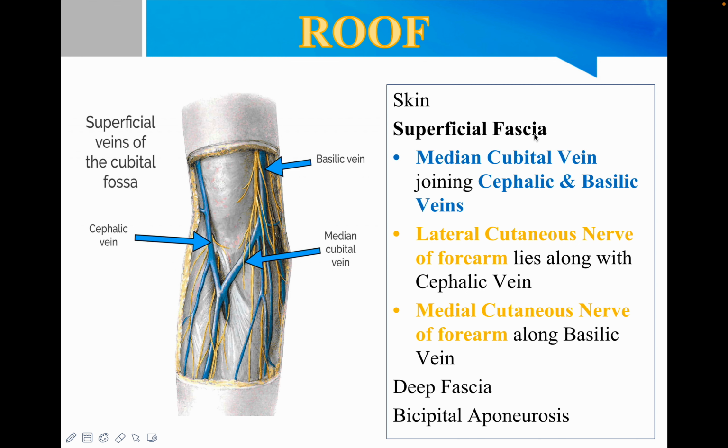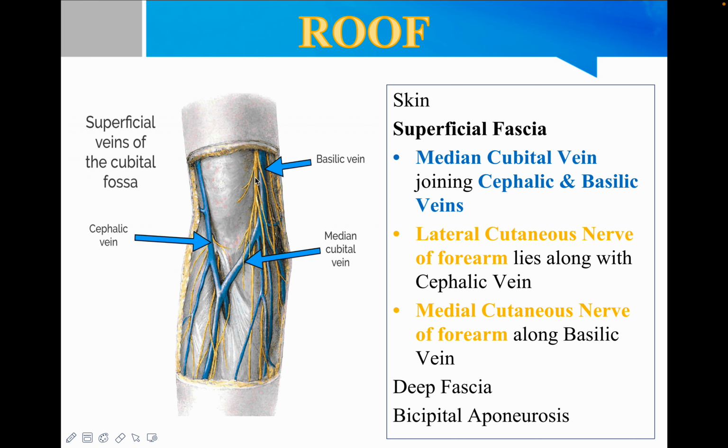Now this triangle has a roof, it has a floor and it has got contents inside it. So the roof of this triangle is formed as follows. The first layer of the roof is the skin, the second layer is the superficial fascia. The superficial fascia consists of veins. It consists of the median cubital vein, which is formed by the joining of the cephalic and the basilic veins.